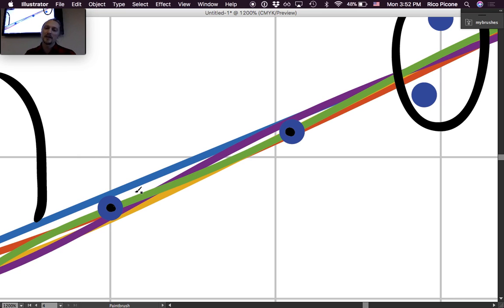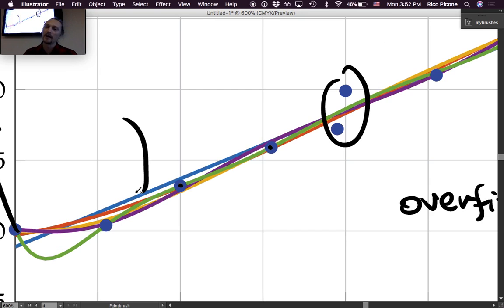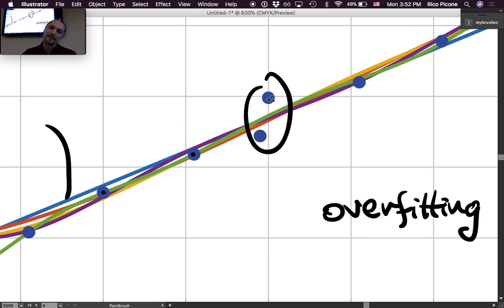We don't want to take too much stock in them. We don't want to say, oh, that one's definitely true. For instance, with this potential outlier here, it was probably just not a very good measurement that we took, and this value probably shouldn't affect our model too much.